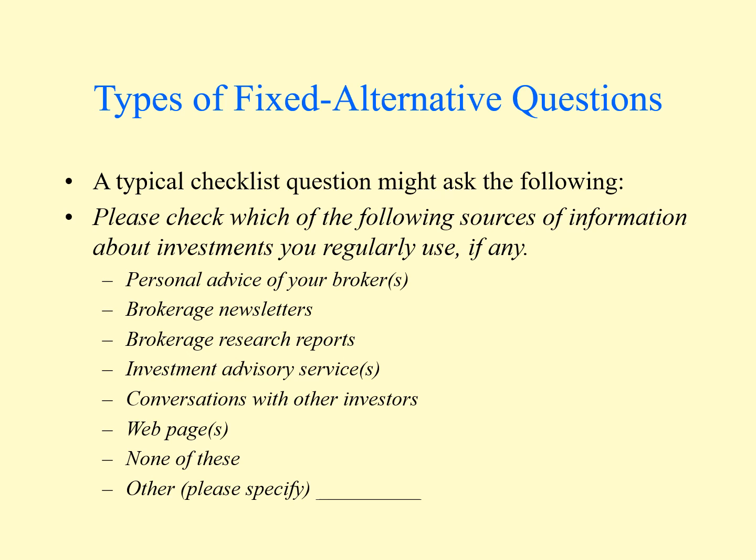A typical checklist question might ask the following. Please check which of the following sources of information about investment you regularly use, if any. Personal advice of your broker, brokerage newsletter, brokerage research report, investment advisory service, conversation with other investors, web pages, none of these, other. Please specify.